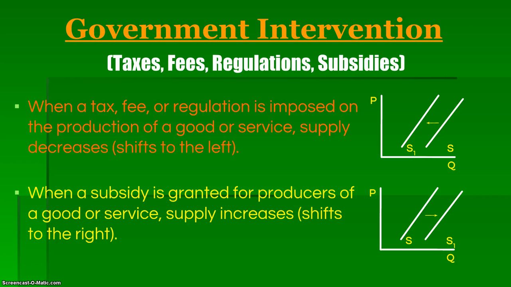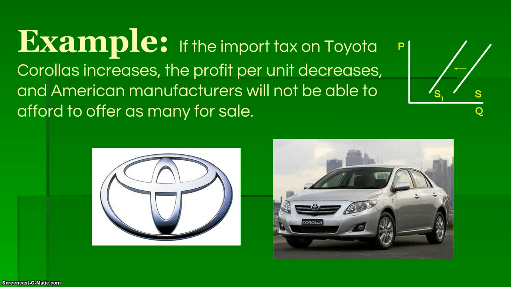Government intervention is when the government gets involved somehow in the production process by imposing a fee, tax, or regulation on production of a good or service, which would cause supply to decrease, or subsidizing production of a good or service, which would cause supply to increase. So here's a couple examples that go along with that.